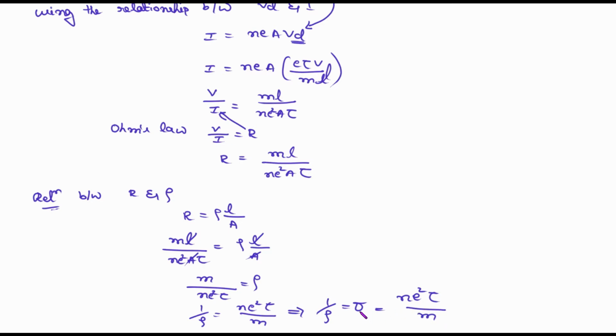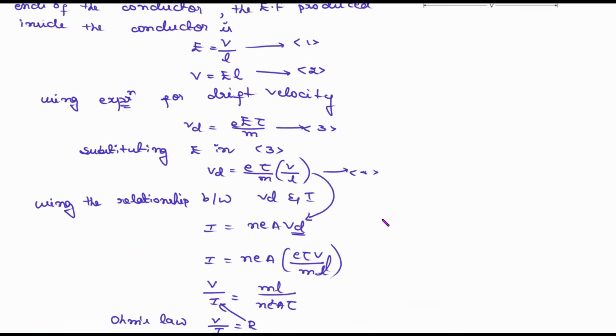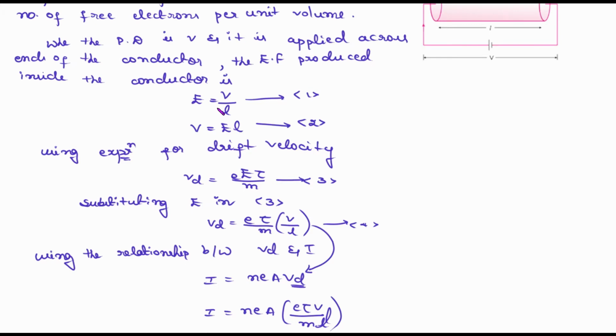Reciprocal of resistivity is conductivity. So we have obtained the expression for conductivity, which is Ne square tau by m. Once again I'll explain. First, you have to write this expression.